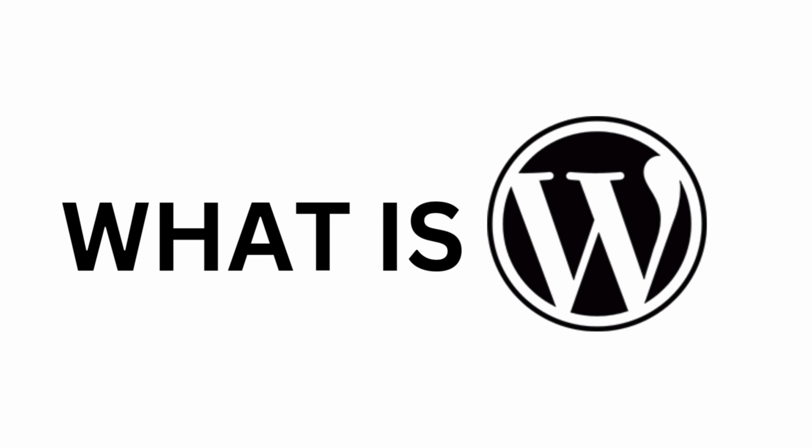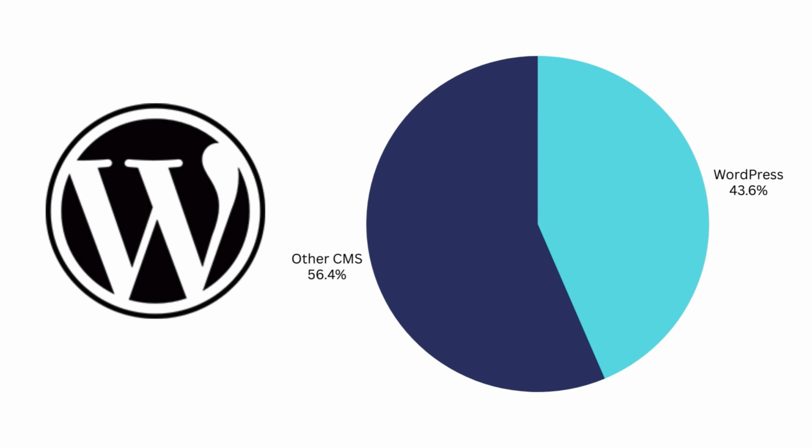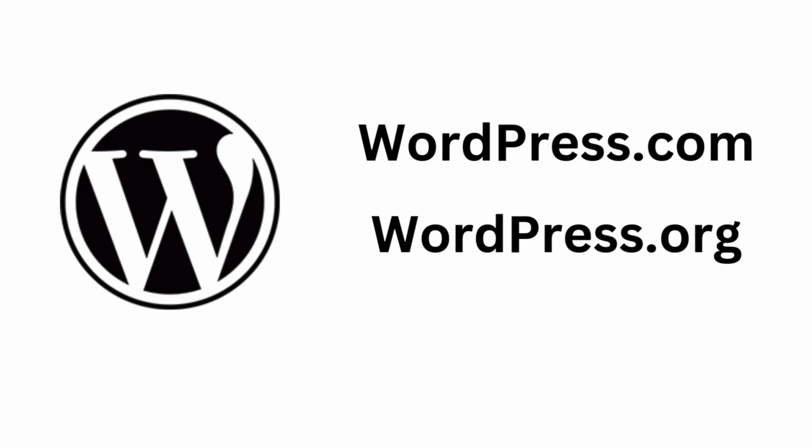First off, what is WordPress? WordPress is a content management system, or CMS, that allows you to create and manage websites without needing extensive technical knowledge. It powers over 43.6% of all websites on the internet. There are two versions: WordPress.com, which is hosted for you, and WordPress.org, where you download the software to host it yourself. For this tutorial, we'll focus on WordPress.org.